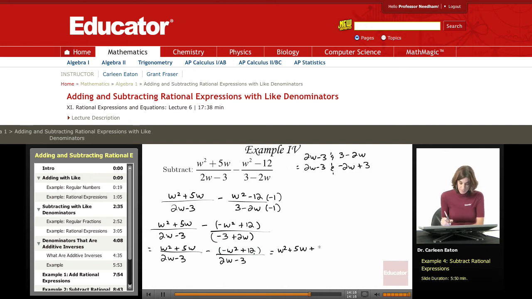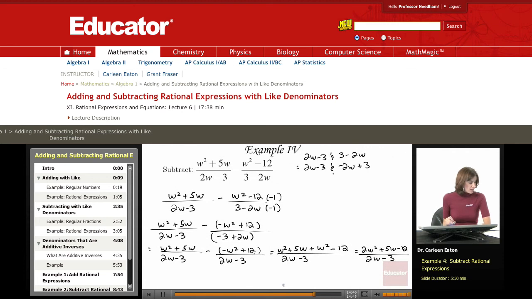Negative and a negative would give me a positive w squared. Negative and a positive would give me minus 12. All over 2w minus 3. Okay, simplifying. I have w squared and w squared. I have two of those terms, so that's 2w squared, plus 5w minus 12, all over common denominator of 2w minus 3.